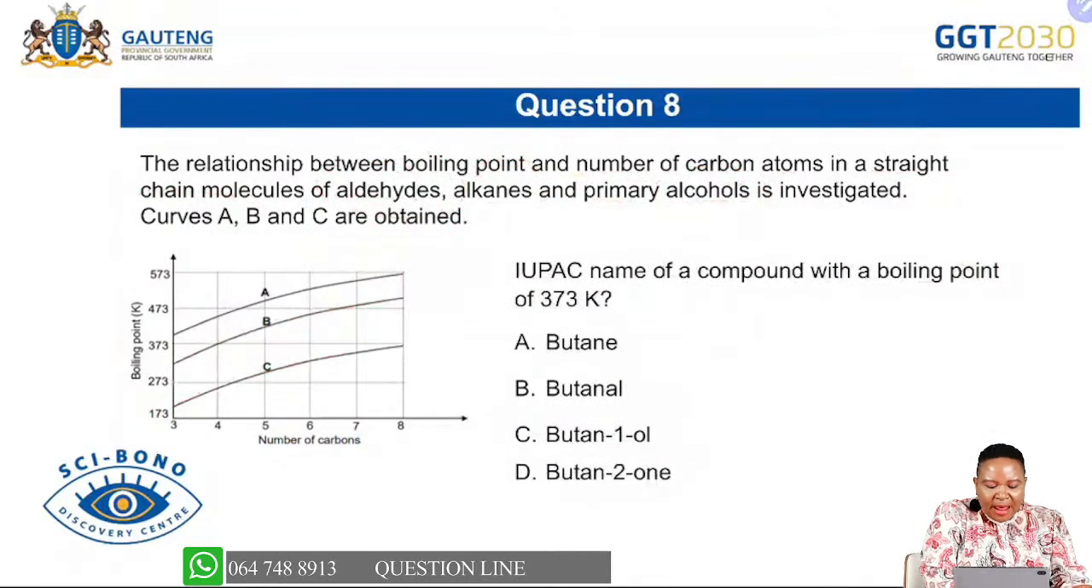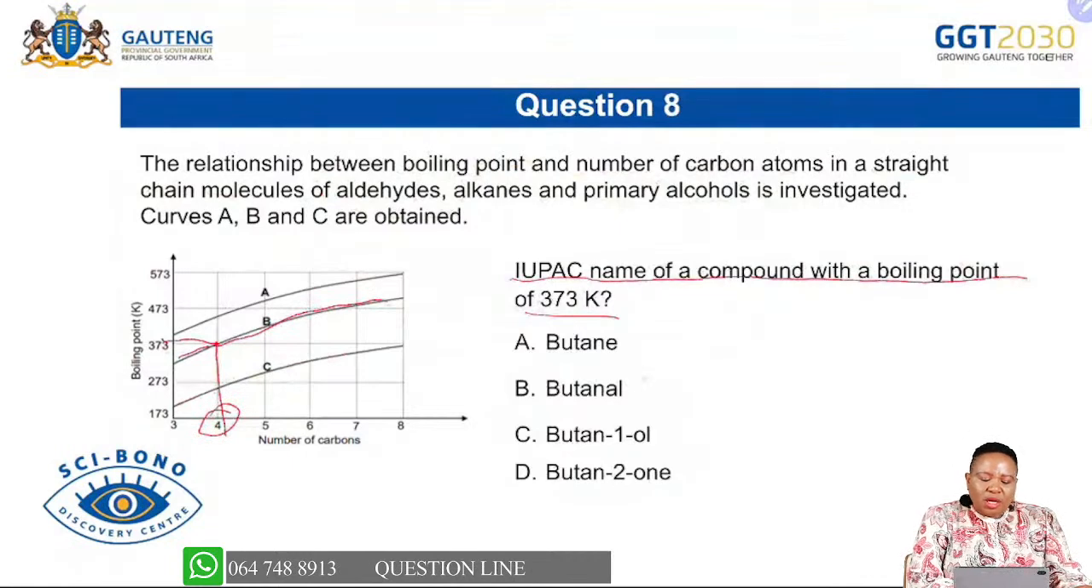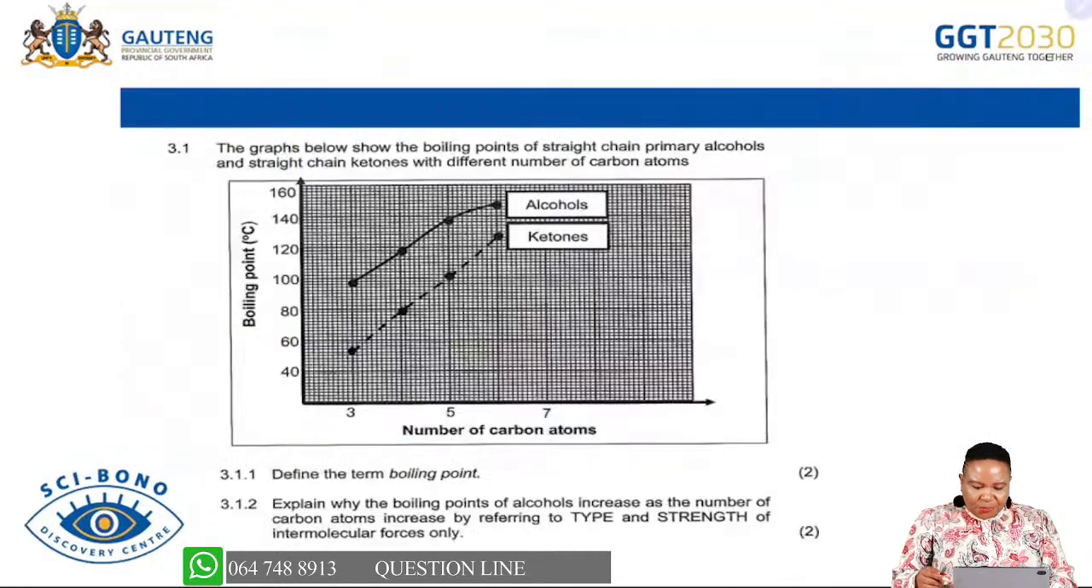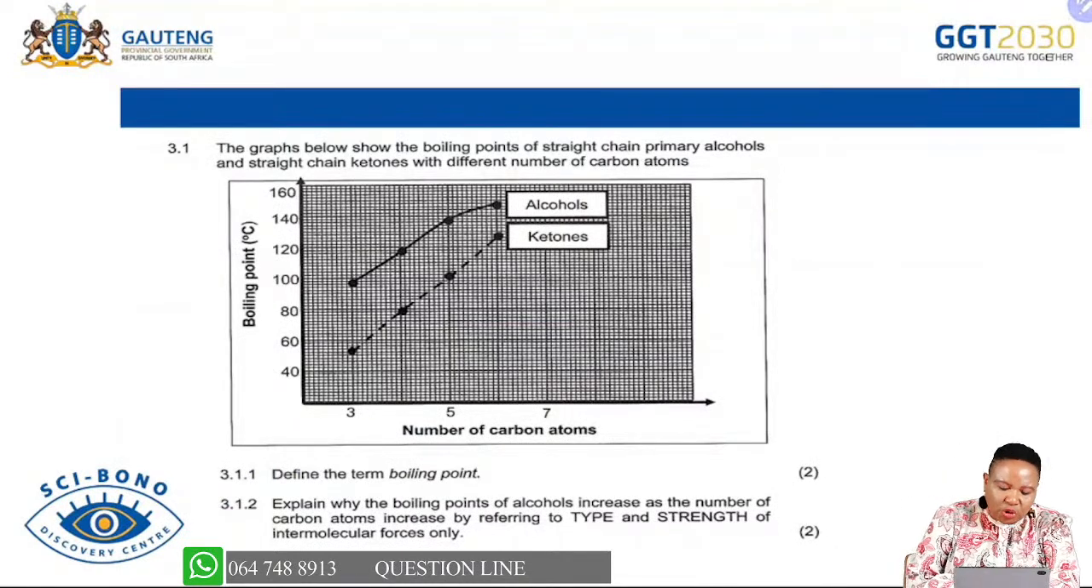Then here they ask for the IUPAC name of a compound with the boiling point 373. If you look at our 373, this is the boiling point and it falls under the aldehyde. So the aldehyde with 4 carbon atoms, we know that is our butanal. So that is the only thing that the examiner wanted to see, whether you are able to interpret the graph. Now, this is a long type of question, question number 3.